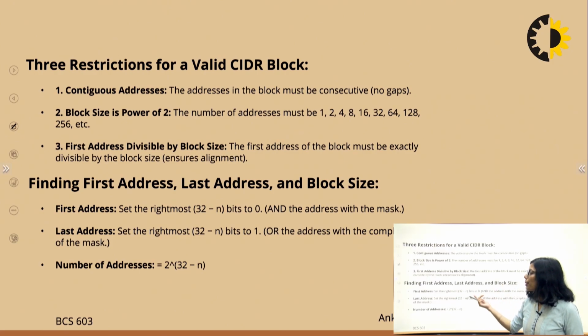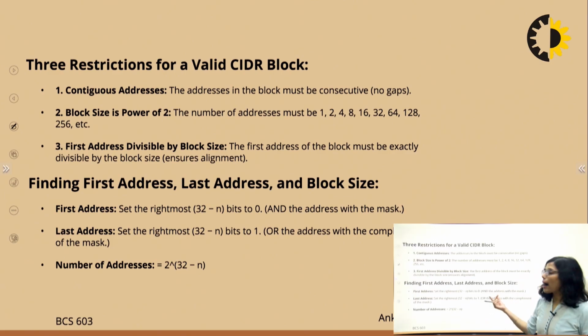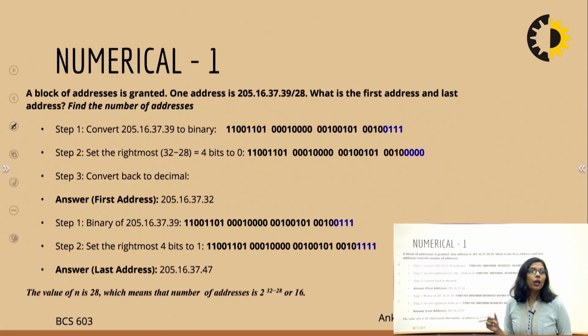Now, if I have to find the first address from my address and mask, I will AND the address with the mask. For the last address, I will OR the address with the complement of the mask, and this gives my number of addresses. Now, we will try to understand this with the help of an example.